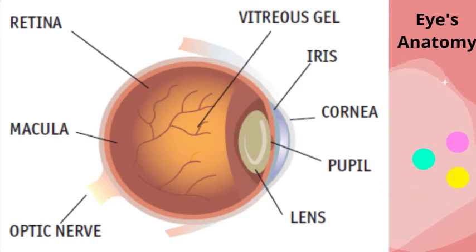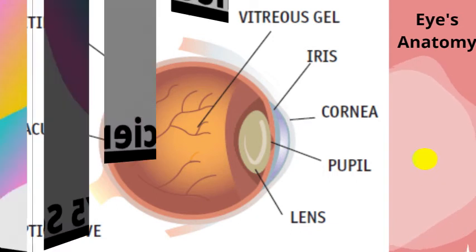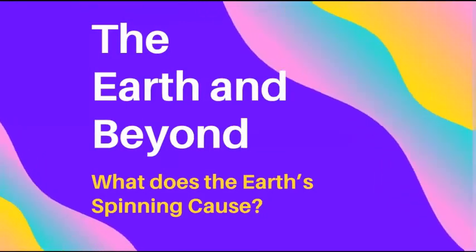The retina is the light-sensitive tissue at the back of the eye. The retina converts light into electrical impulses that are sent to the brain through the optic nerve. The vitreous gel is a transparent, colorless mass that fills the rear two-thirds of the eyeball between the lens and the retina. The Earth and beyond.